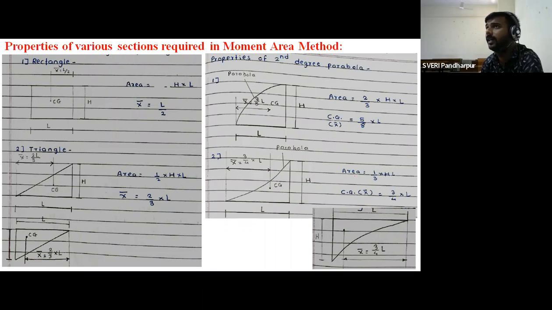So what is the first? Rectangle. Draw the figure. Write down all the dimensions. L कुठला आहे, H कुठला आहे, CG पॉइंट बरोबर सेंटरला आहे आणि X बार म्हणजे काय दाखवले बघा, L/2. That also you have to represent. आणि त्याच्या समोरच त्याचे फॉर्म्युले पण लिहा. Area is equal to H into L. X bar is equal to L/2. So at the left side draw the figures and त्याच्या बरोबर समोर you write down the formulas. And you have to remind all these formulas for the section.